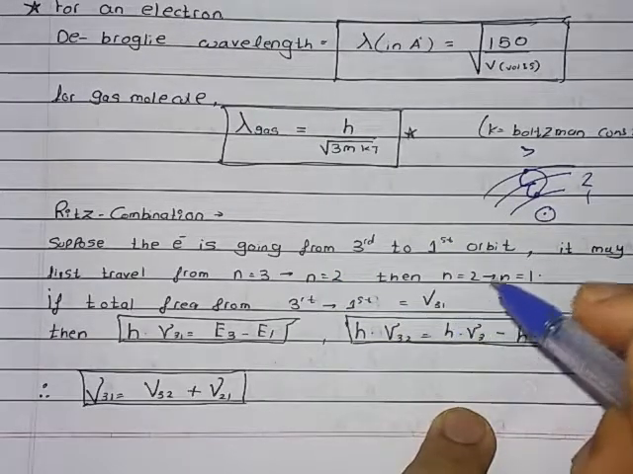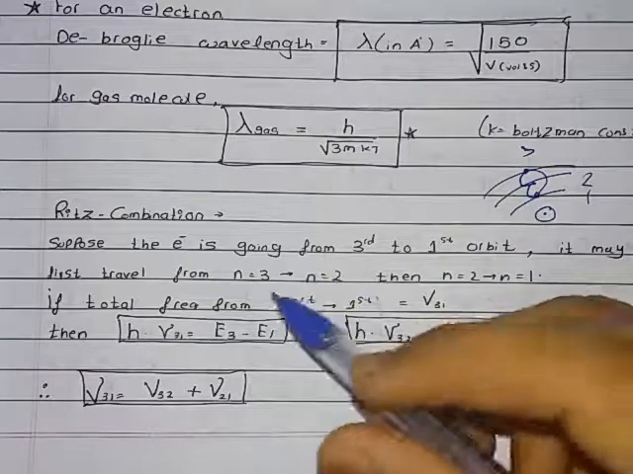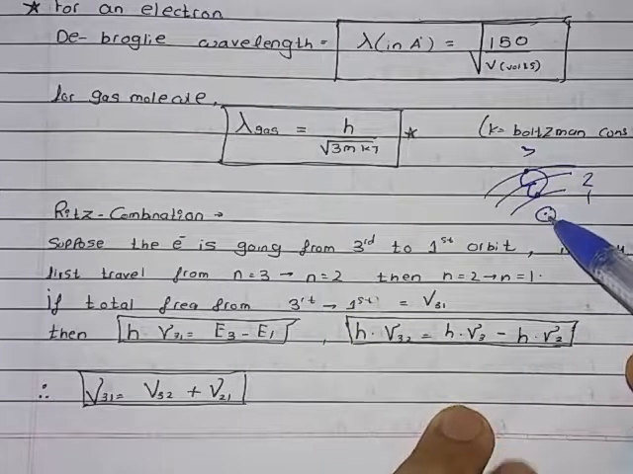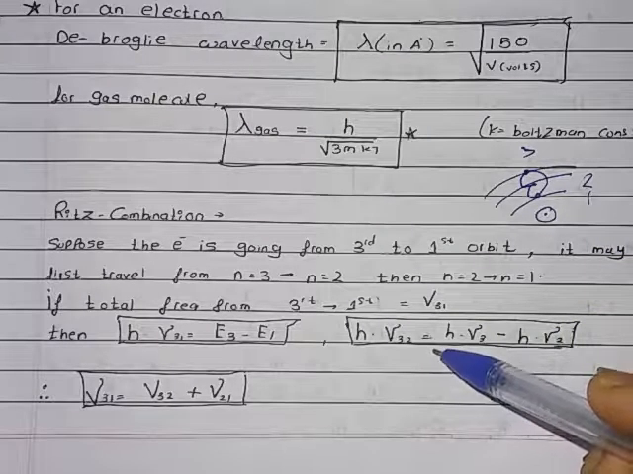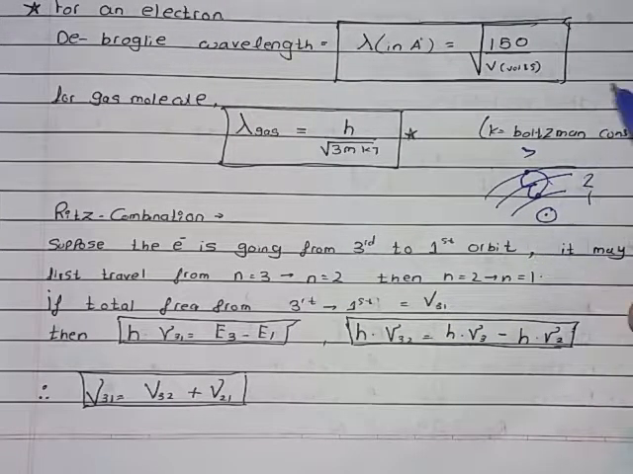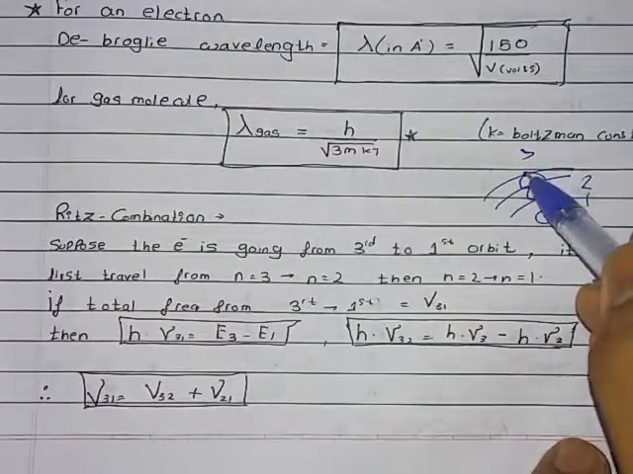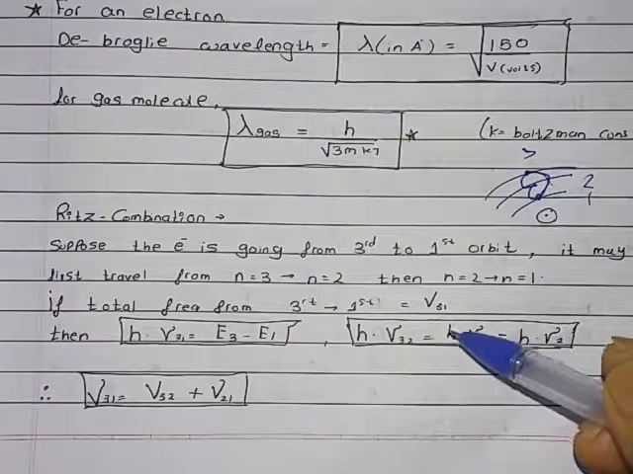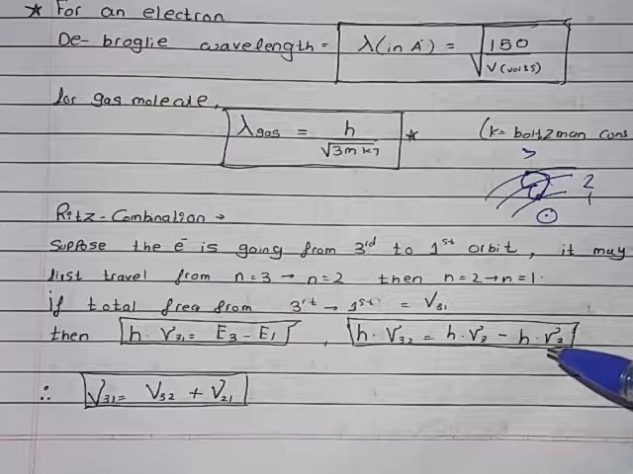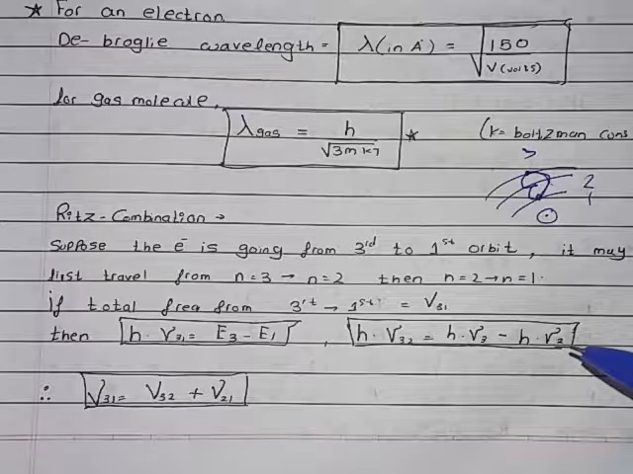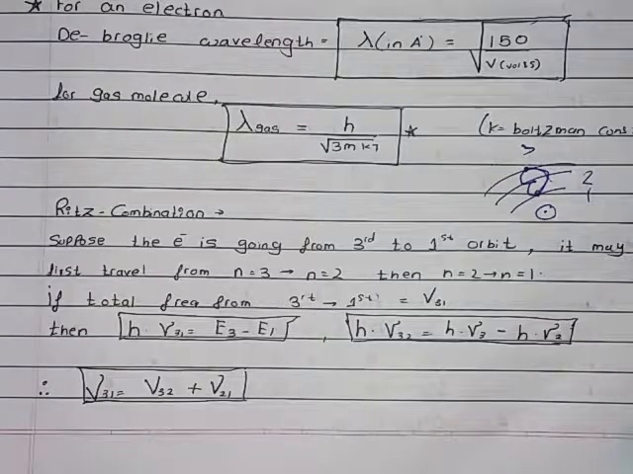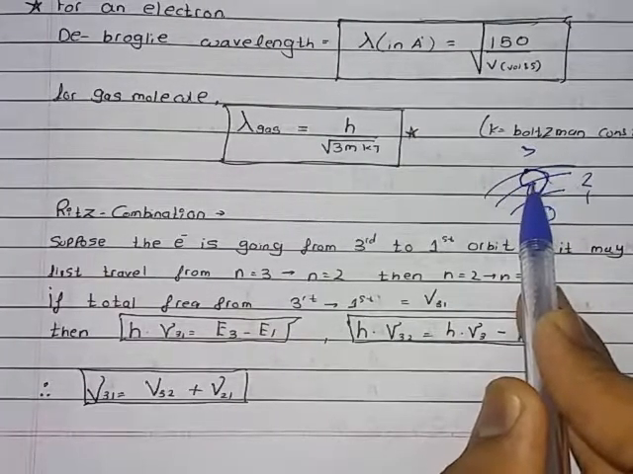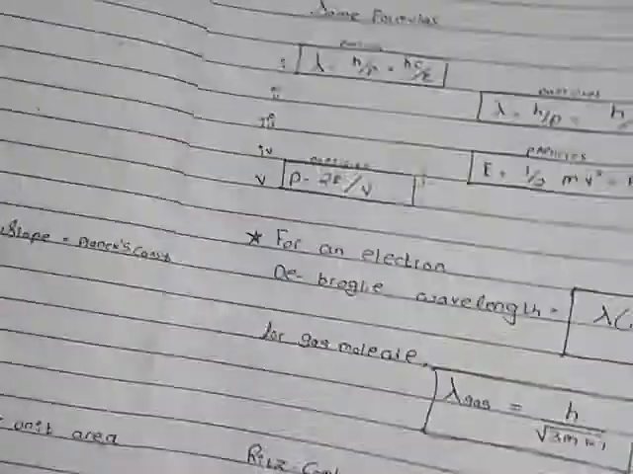If the total frequency from third to first is V31, then hc by lambda from 3 to 1 equals energy at third minus energy at first, simple physics, right? h into V31 means it jumped directly from 3 to 1, and here from 3 to 2 then 2 to 1, that is h times frequency from 3 to 2 equals h times frequency of 3 minus h times frequency of 2, where V31 equals V32 plus V21. Now let's do it quickly.